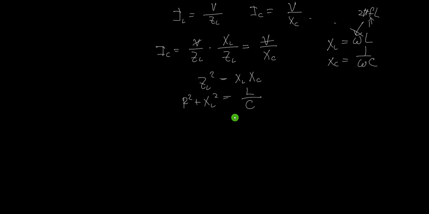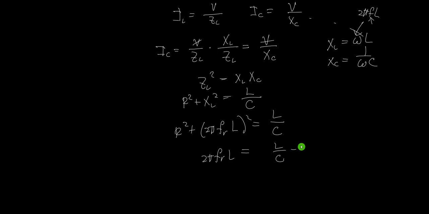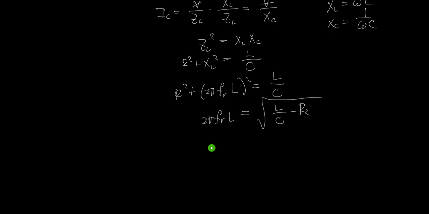So now we can substitute that. So R squared plus our XL is just 2 pi times F. This F now will be the resonant frequency multiplied by the inductance L. Square that, and this is equal to L over C. And we take R squared to the other side, and we take the square root, so we have 2 pi F times L equal to the square root of L over C minus R squared. Then solving for F of R, we have F of R equals 1 over 2 pi times L.